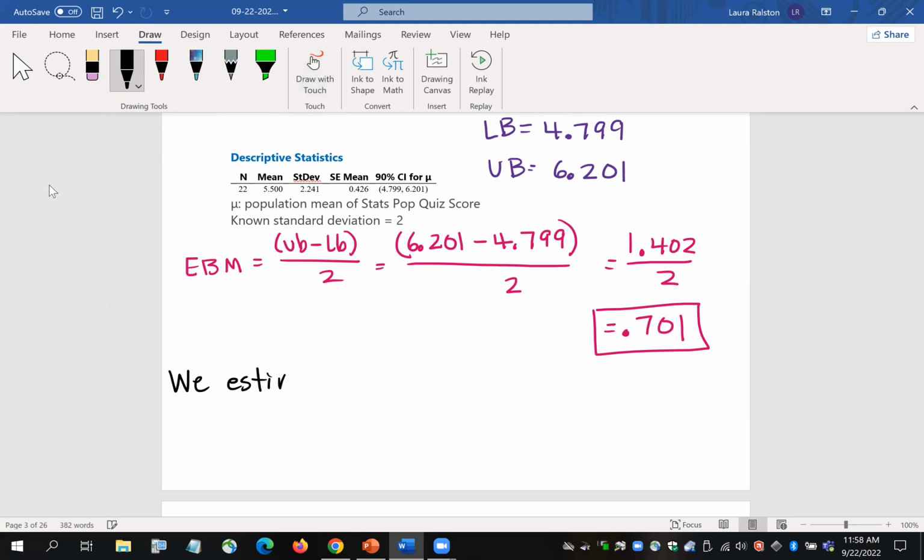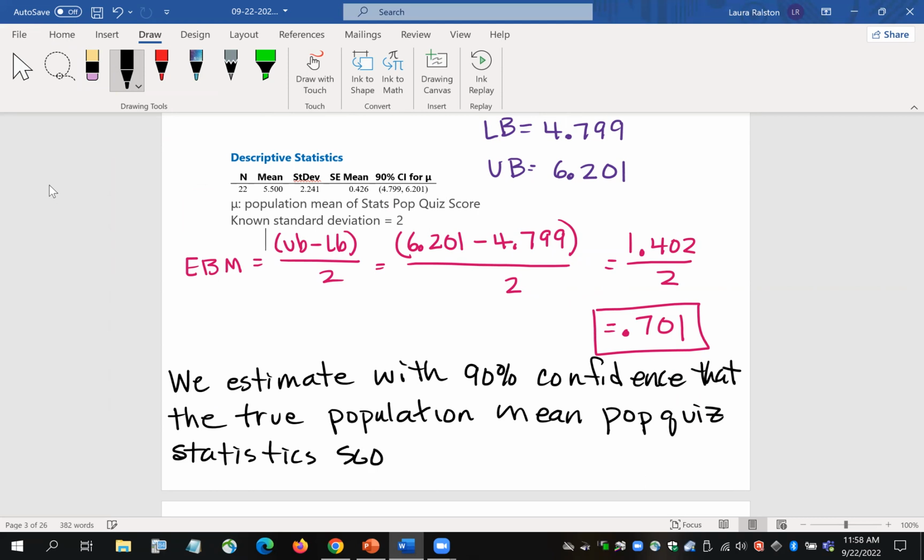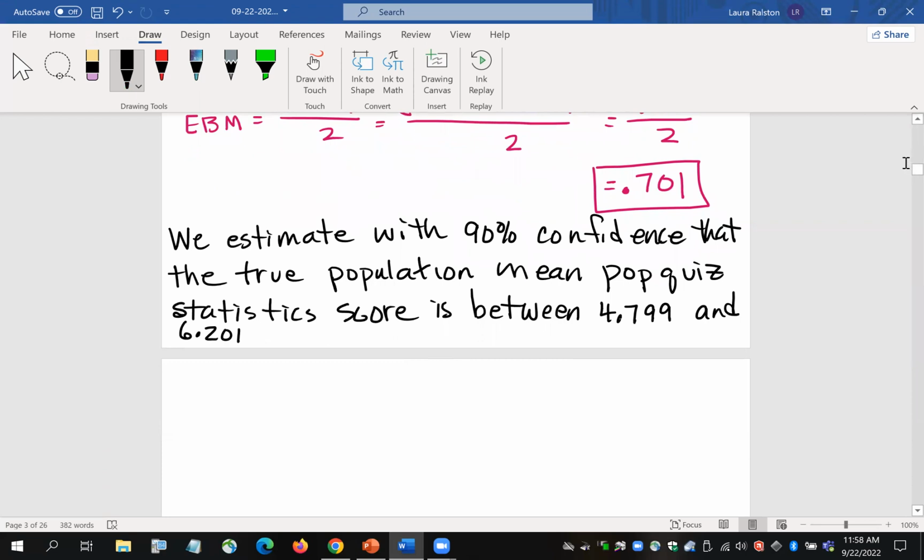We estimate with 90% confidence that the true population mean pop quiz statistics score is between 4.799 and 6.201. Questions?